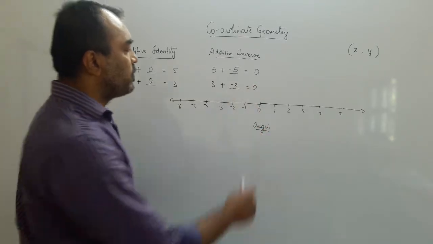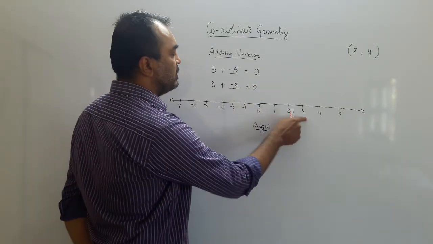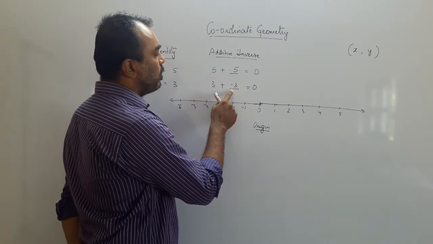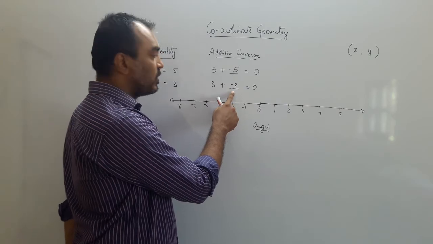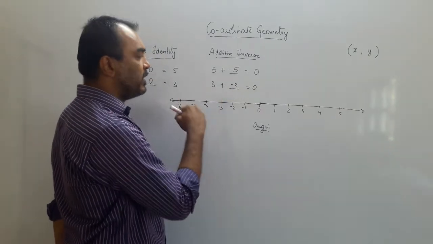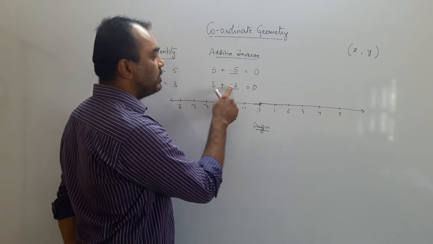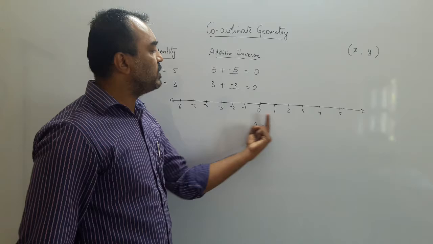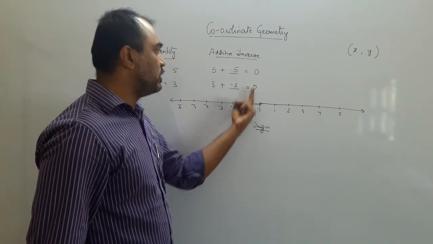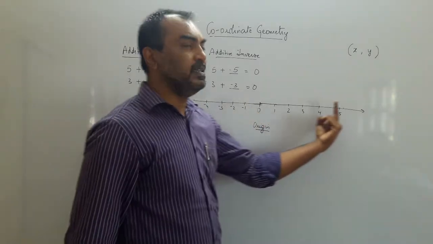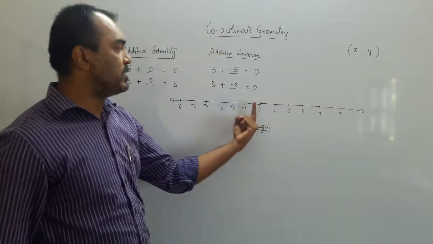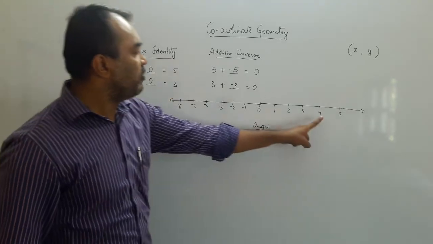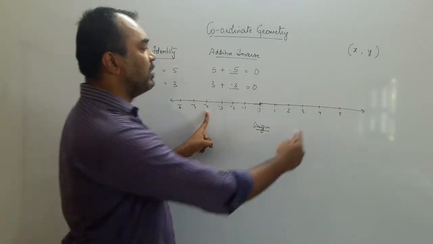So what you observe, if you walk 3 steps to the east and then walk 3 steps to the west. So -3 means what? In the opposite direction. So if this is east, then the minus will be west. So if you walk 3 steps in the east and 3 steps in the west, you come back to 0. If you walk 5 steps in the east and then walk 5 steps to the west, you come back to 0.